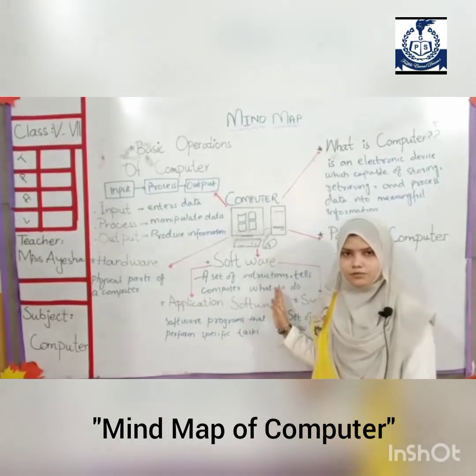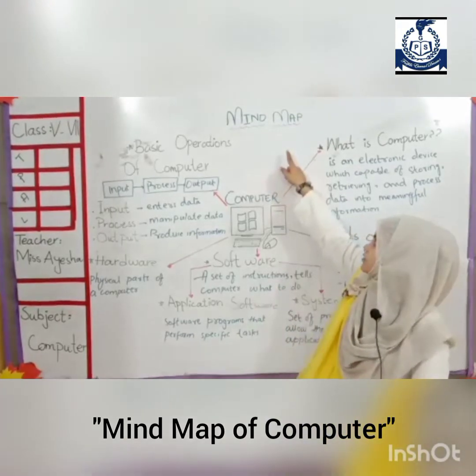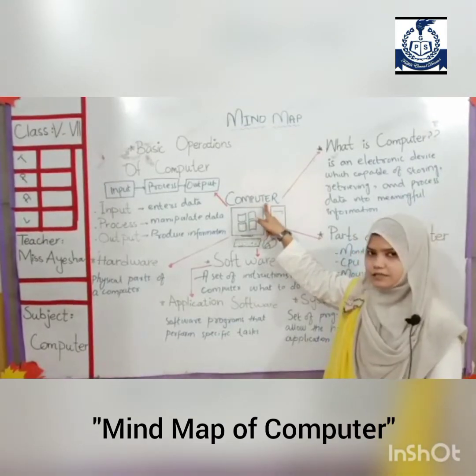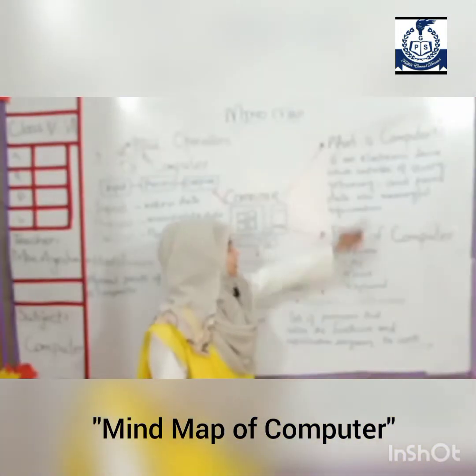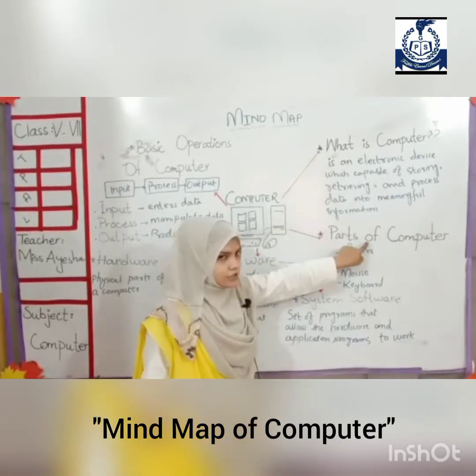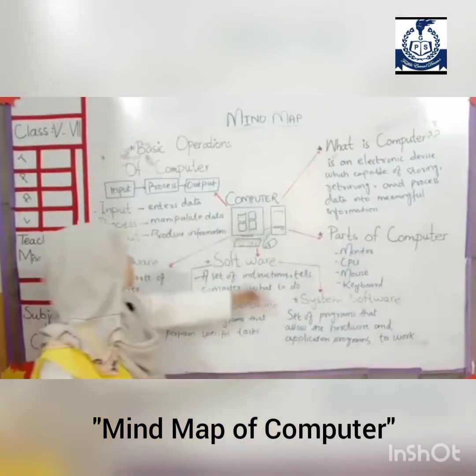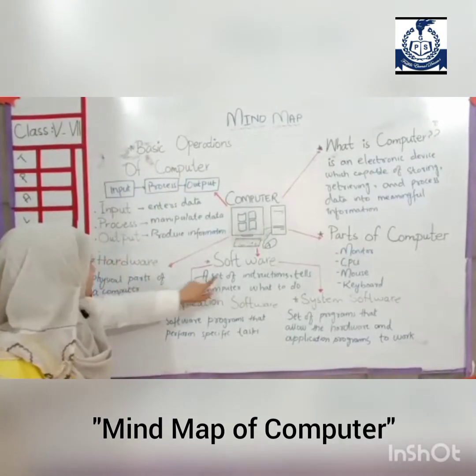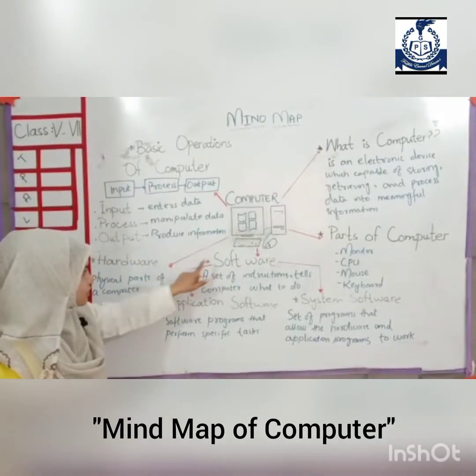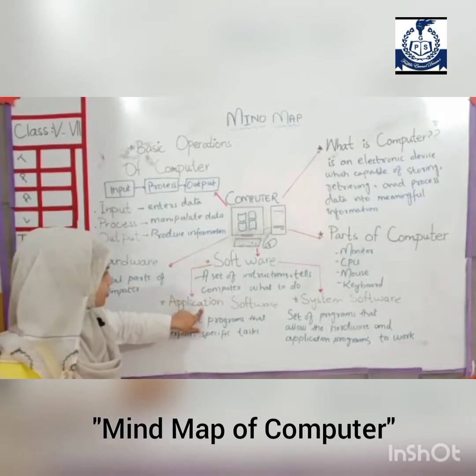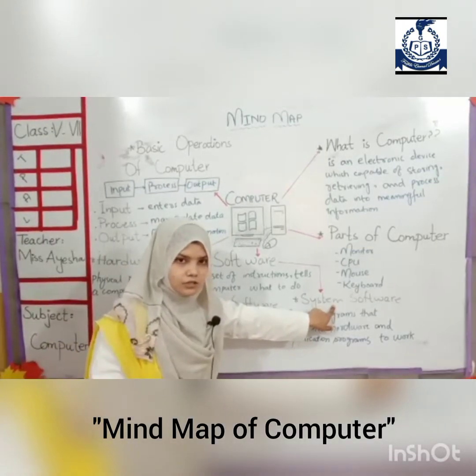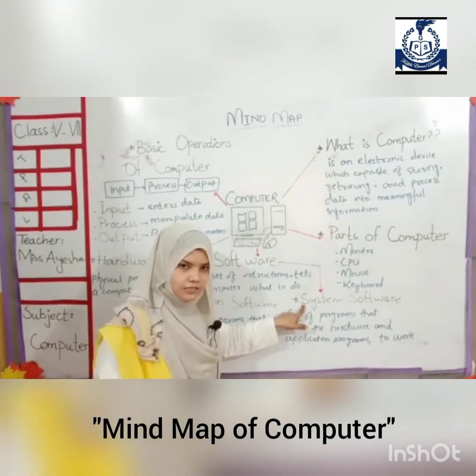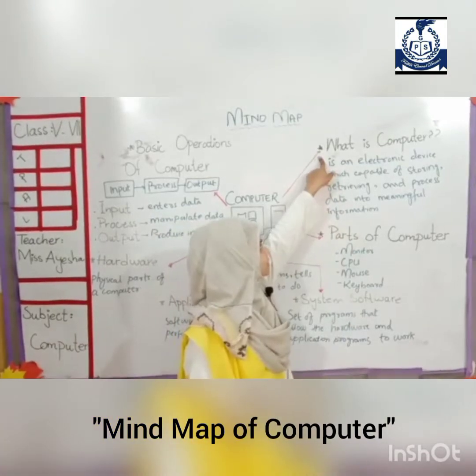So now let's come to the topic. Today we are going to discuss the mind map of computer. In this mind map we are going to discuss what is computer, parts of computer, basic operations of computer, and the hardware and software of a computer. In software we are going to discuss the types of software, application software and system software. So now let's begin. First is what is computer.